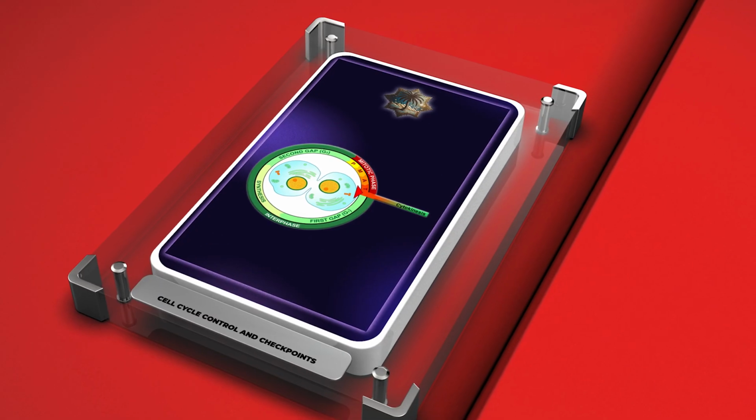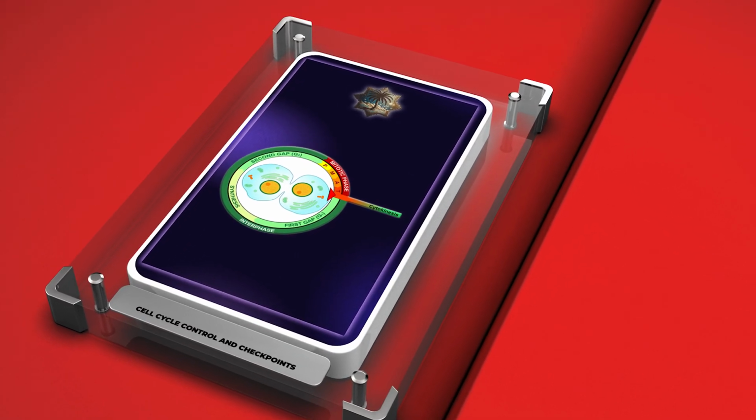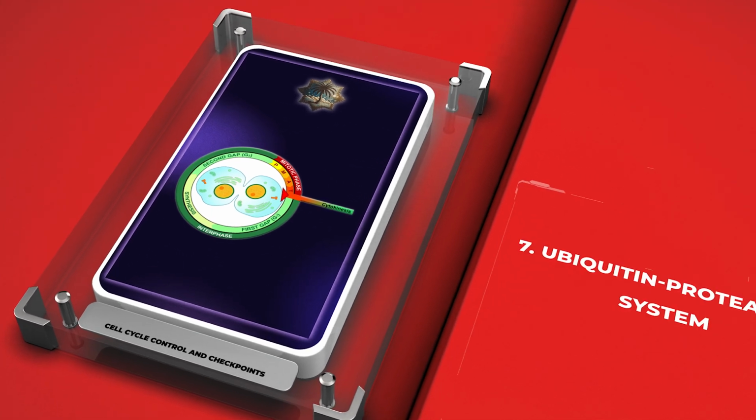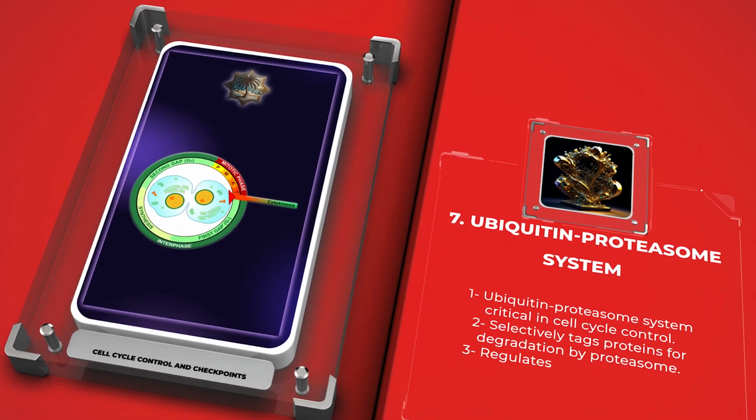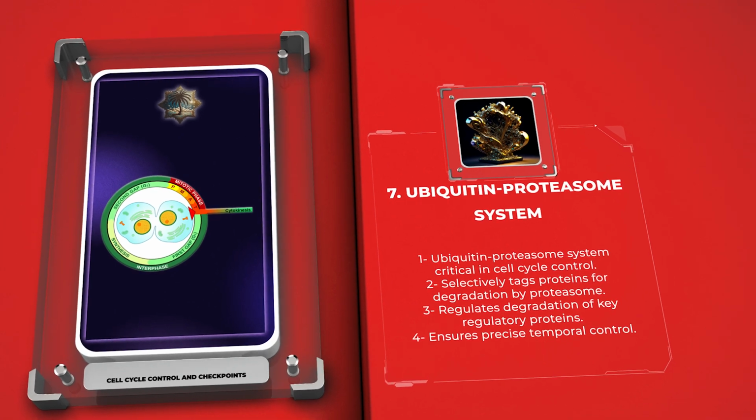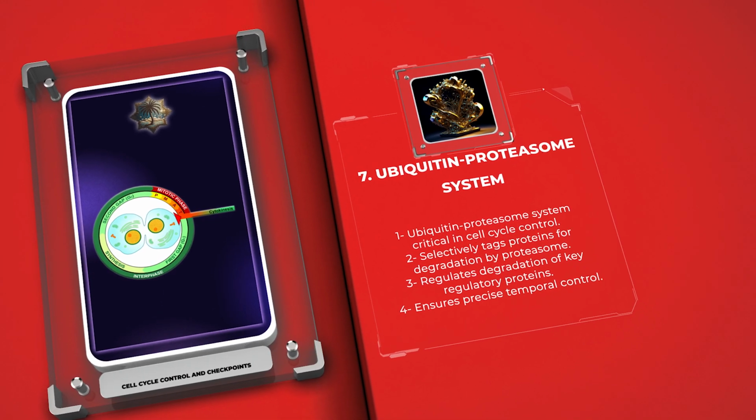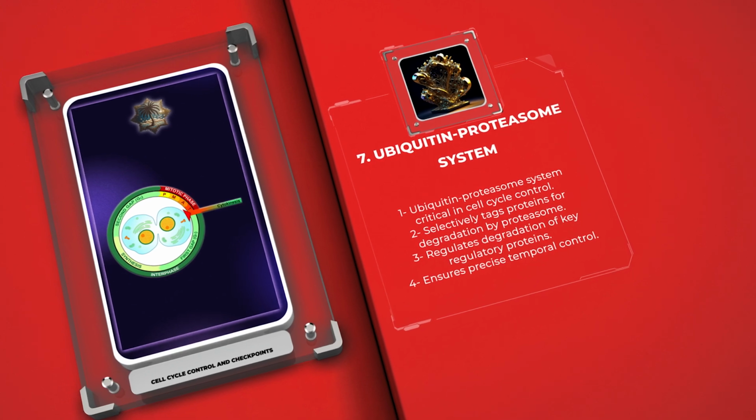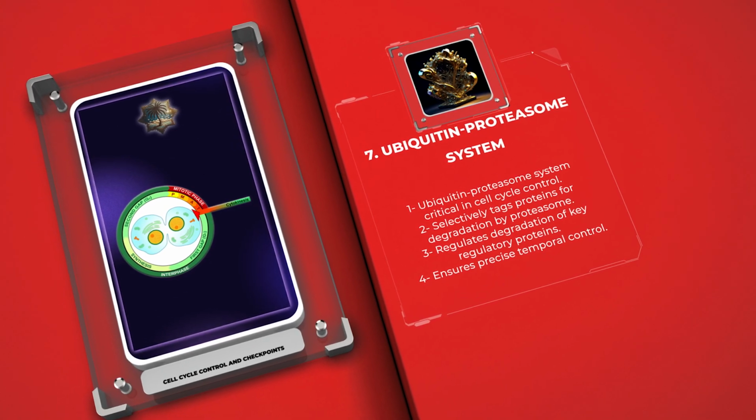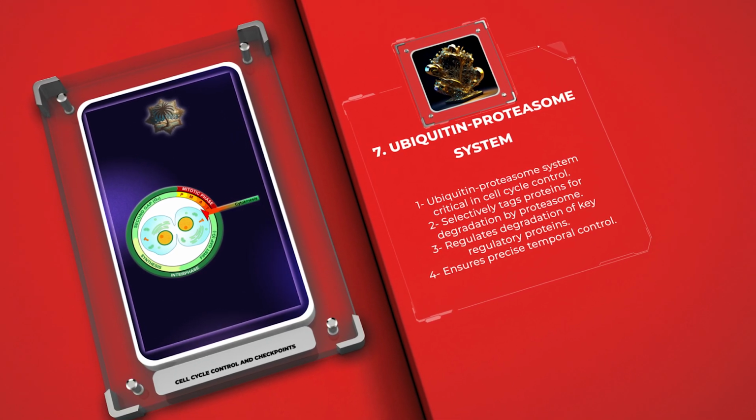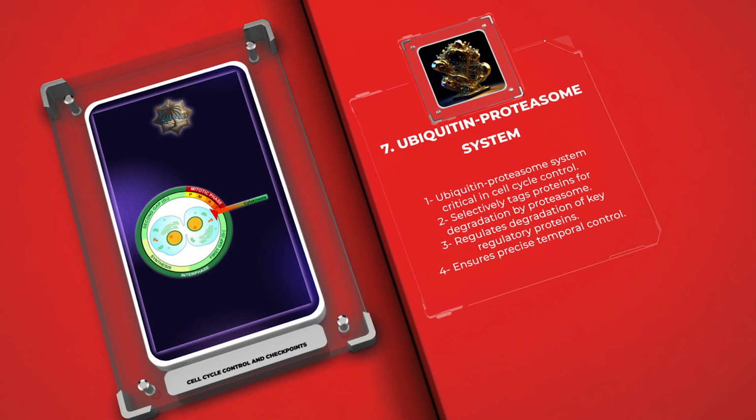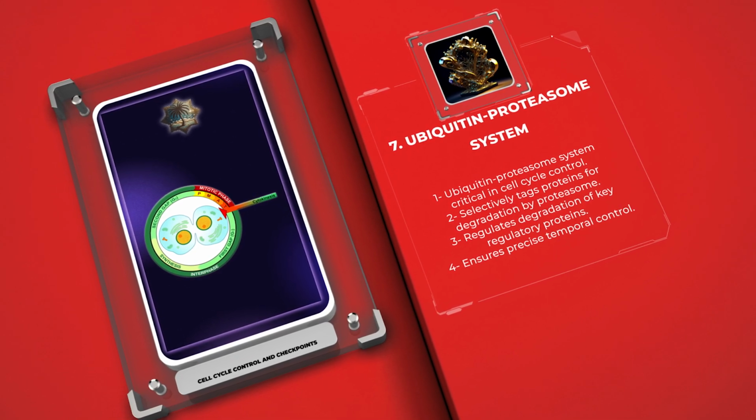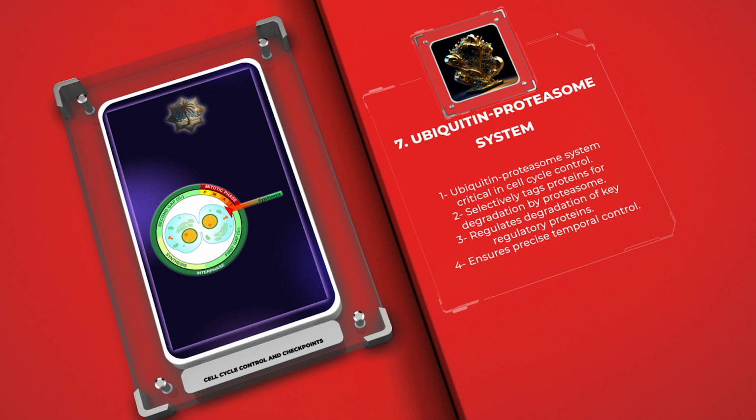The ubiquitin proteasome system, UPS, is a critical regulatory pathway involved in cell cycle control. It selectively tags proteins with a small protein called ubiquitin, targeting them for degradation by the proteasome. In the context of the cell cycle, the UPS plays a pivotal role in regulating the timely degradation of key regulatory proteins. For instance, cyclins and cyclin-dependent kinase inhibitors, CKIs, are continuously synthesized and degraded throughout the cell cycle, ensuring their precise temporal control.